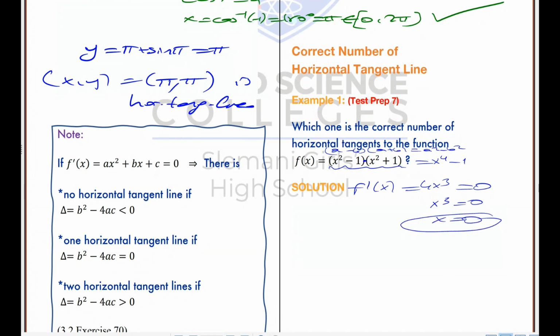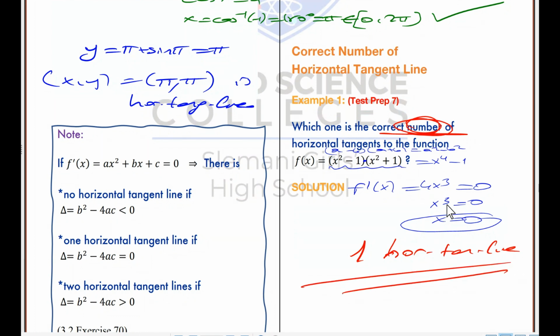So what's the answer? The answer is not 0. The question is asking about the number of horizontal tangent lines. We just got one number. So there is one horizontal tangent line. So be careful. In the options, we may have 0, 2. It's not asking about the value of the horizontal tangent line. It's asking about their number. So we have only one, not 0.